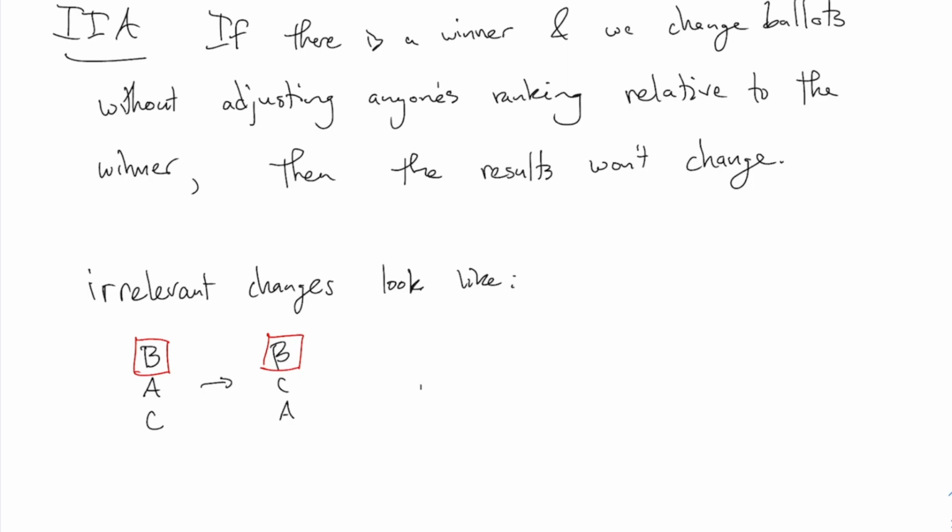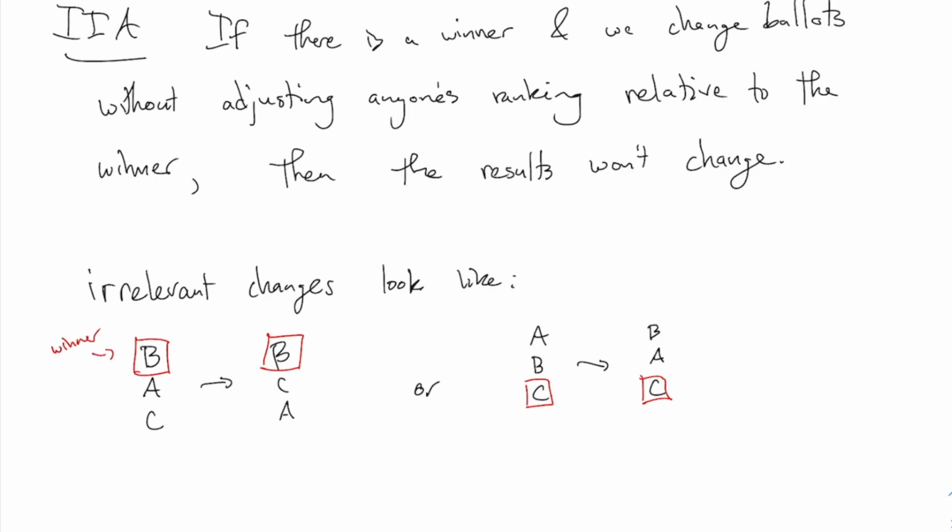Or it could be that the winner was on the bottom. Let's say it looked like ABC, where C ended up winning. I guess because C was on top on a bunch of other ballots or something. But anyway, you could change this to BAC, and this also counts as an irrelevant change, because if C was the winner to begin with, those red boxes I'm drawing mean they were the winner.